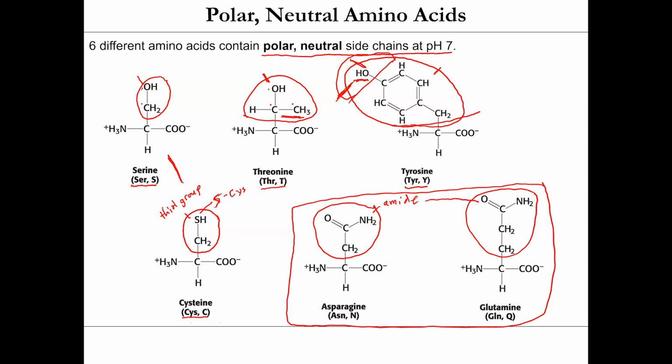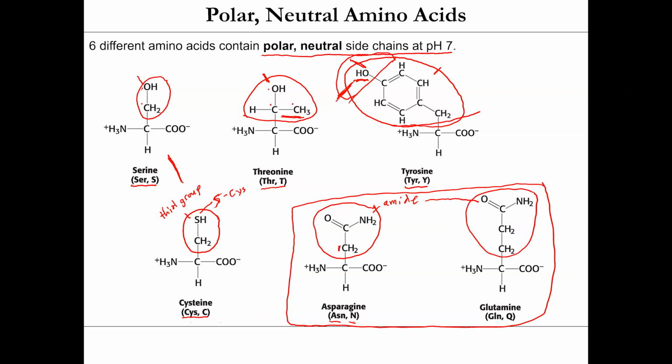So the first one is asparagine. Its three-letter code is ASN, and its one-letter code is N. That's one of the harder ones, I think, to remember, but it's asparagine. It was actually the first amino acid that was ever isolated, and it was isolated from asparagus juice, which is how it gets its name.